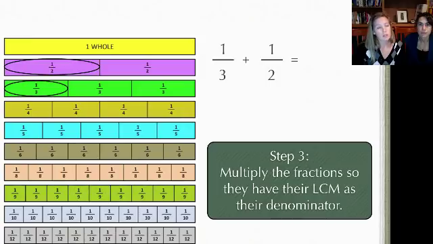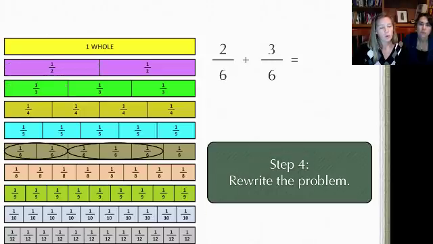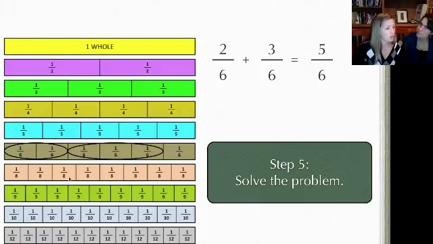So let's look at it over here with our fraction bars. Multiply the fractions so they have their least common multiple as their denominator. This is, again, what we just saw on the screen before. I just rewrote it here. So step 4, we just rewrite it after you multiply. Those became 2/6 plus 3/6. And then when we add them, it's as simple as just putting them together like we did before. So 2/6 plus 3/6 equals 5/6.